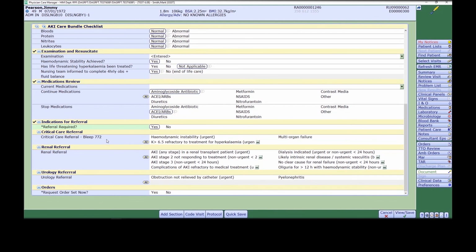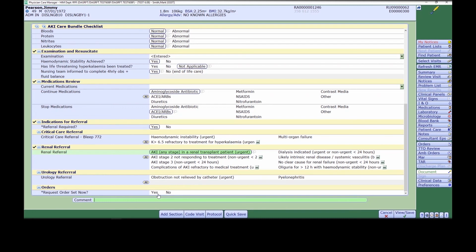That comes in the form of either a referral to my team, critical care, which would be for people with multi-organ failure, hemodynamic instability, or hyperkalemia refractory to treatment. The other teams that you can refer to are renal via switchboard to STH. In this example, we will say that this patient has had an acute kidney injury and they also have a renal transplant, so renal would want to know about that. Urology would be for obstruction which isn't relieved by a catheter or pyelonephritis in the context of acute kidney injury.